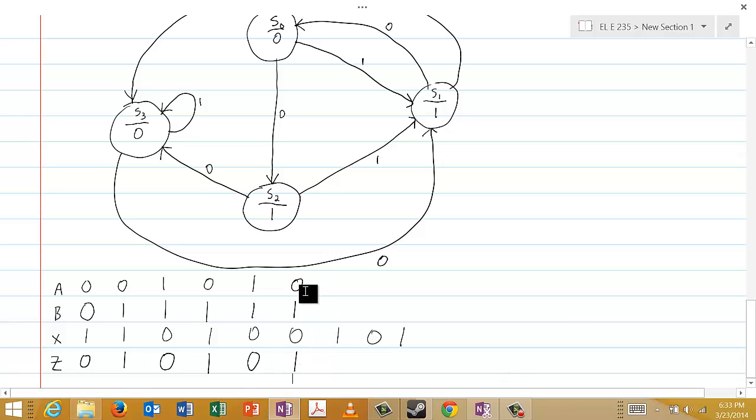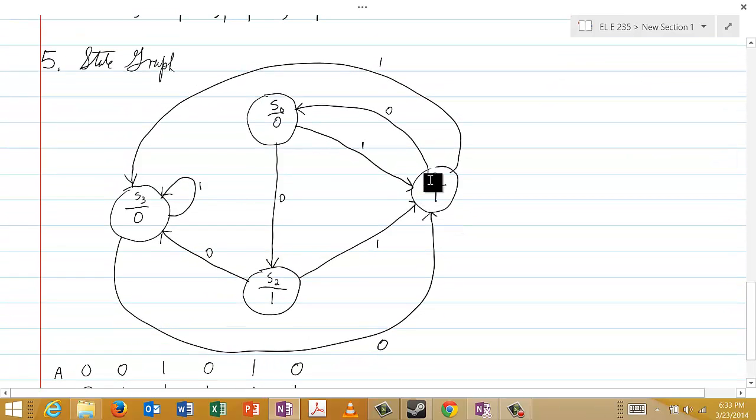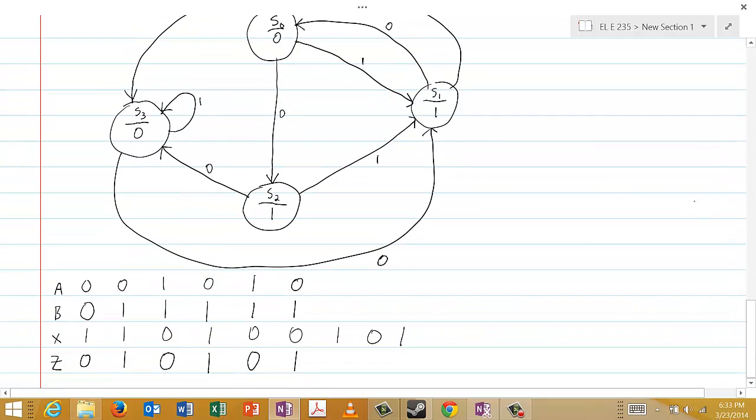And so that takes care of that. Now, what about the next one? Okay, we're in state 1, and we get an input of 0. And so when we're in state 1 and we get an input of 0, we go to state 0, which is 0, 0. And in that state 0, the output is always 0.